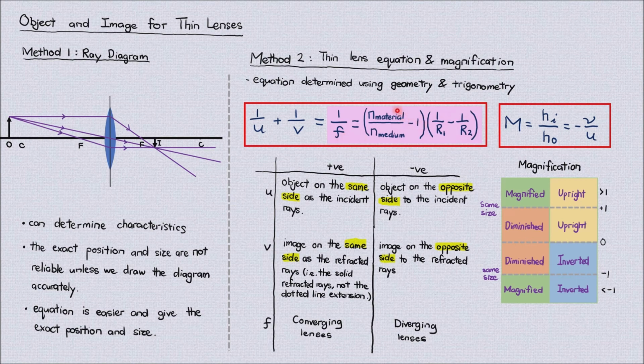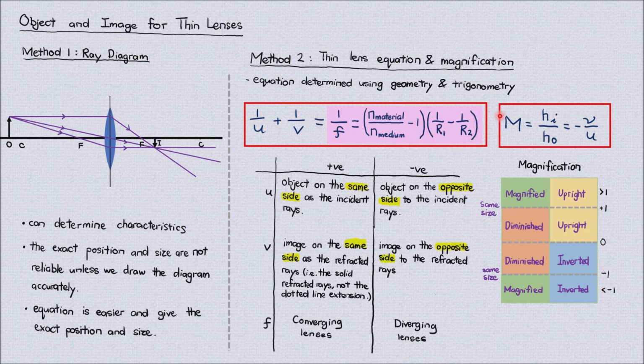Then of course it also depends on the medium. In this case, the n here, n material, is the material that makes up the lens. What's the refractive index of it? Then the medium is the surrounding. Most of the time it is air, unless you immerse the lens in water, let's say. So this equation, we will review in greater detail in the next video probably.